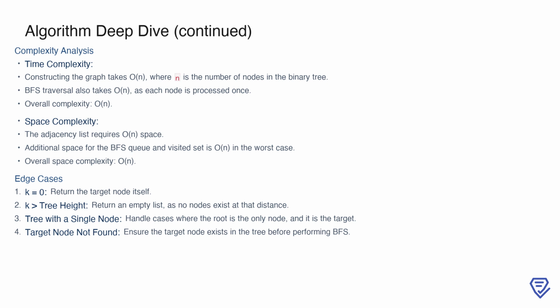Now, let's consider a few edge cases. If k equals 0, we simply return the target node itself. If k is greater than the height of the tree, no nodes exist at that distance, so the result is an empty list. In cases where the tree consists of only a single node, we must handle the scenario where the root is both the tree and the target node.